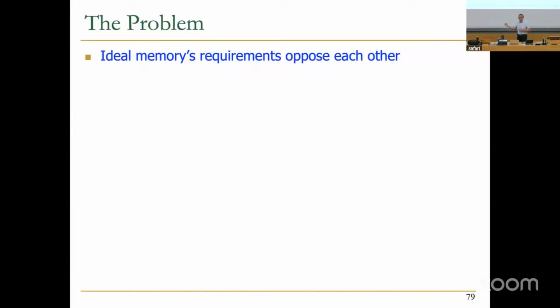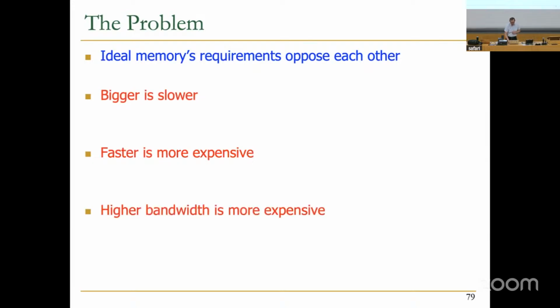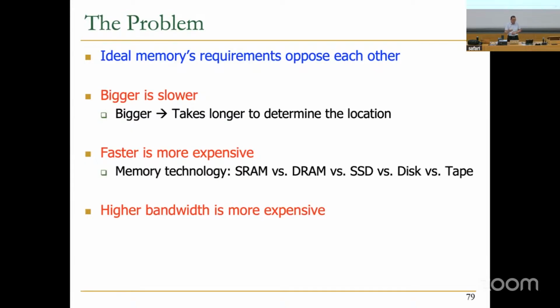So the problem is that the ideal memory's requirements oppose each other completely. Bigger is slower, and you know that from today's lecture and from last times. Faster is more expensive. Higher bandwidth is more expensive. If you want to actually access many things concurrently, we've also seen that today, you want to enable a lot of pins. So bigger takes longer to determine the location. Faster, there are multiple faster. Basically, you can make the array smaller, but then the peripheral circuit becomes bigger, etc. But memory technology also: SRAM is more expensive than DRAM. DRAM is more expensive than SSD. SSD is more expensive than disk.